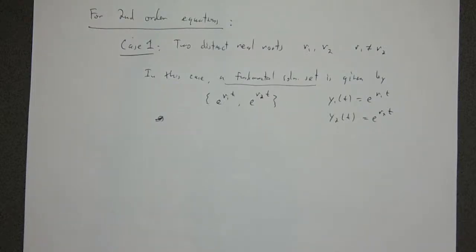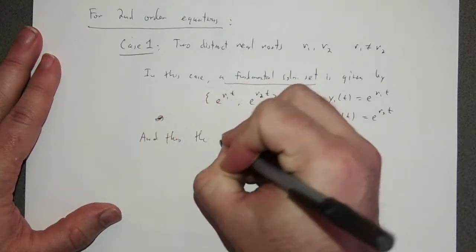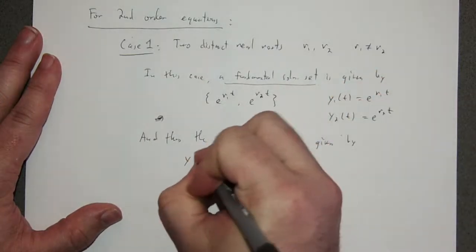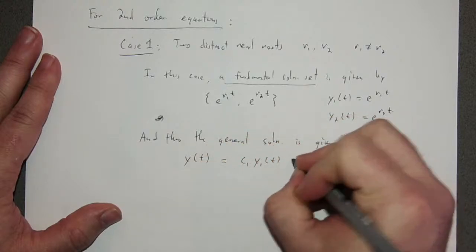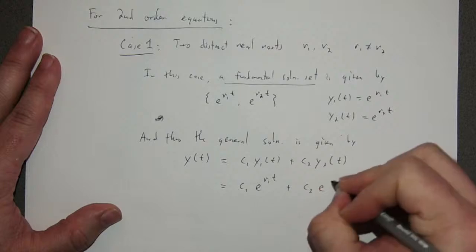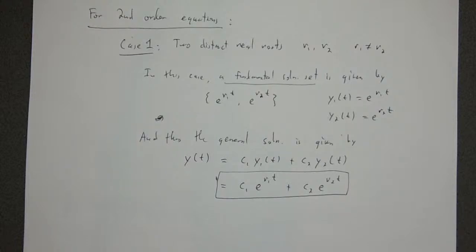The other thing to say is that they are actually solutions to this, so long as these are the roots of the characteristic polynomial. Okay, so in this case, a fundamental solution set is given by these two, and thus the general solution is given by y of t is c1 y1 of t plus c2 y2 of t, which, rewriting it, is c1 e to the r1 t plus c2 e to the r2 t. Okay. All right. So let's see, first of all, that this actually works in our example, and then we'll return to this.